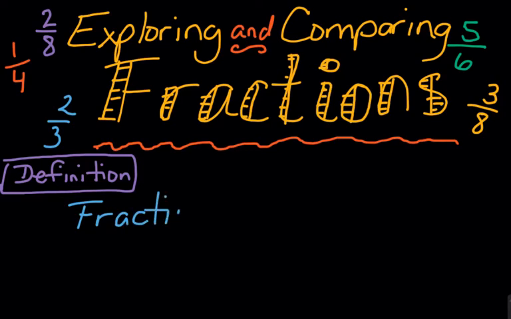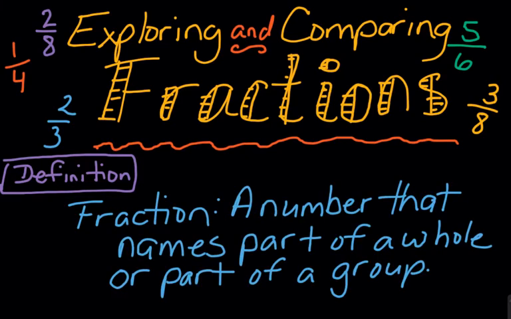So it's simple. A fraction is a number that names part of a whole or part of a group. So we've been dealing with whole numbers like the number 1 or the number 2 or the number 3. And by definition, a whole number is any number that does not have a fraction.